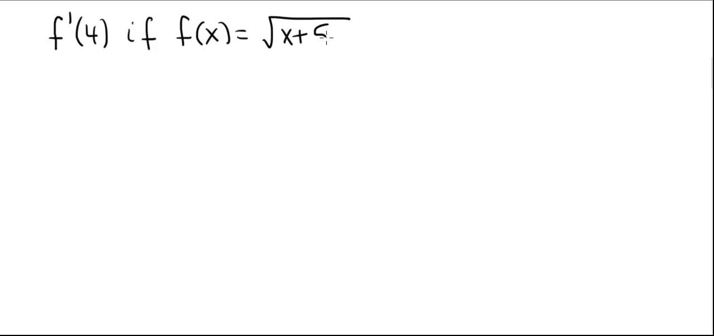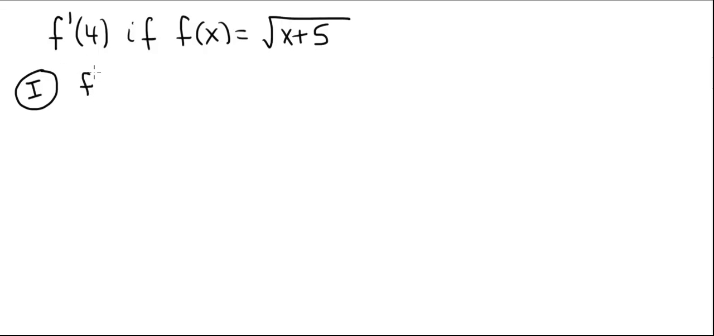We're going to compute f prime of 4 if f of x is equal to the square root of x plus 5, and we have to use the definition of the derivative, not differentiation rules. I'm going to show you how to do that by using 3 different methods, and you decide whichever one is easier. They're all equally valid.